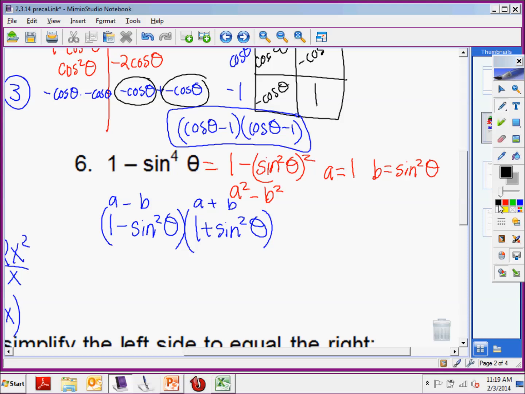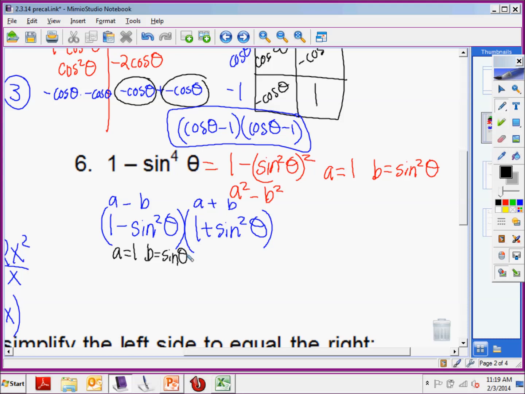All right, so at this point, I'm good with this one. But this is another difference of squares, isn't it? I have another set of an a and another set of a b. So when I'm looking at this one, what's my a? And what's my b? It's not negative sine because you want it to be negative. It's just sine theta.